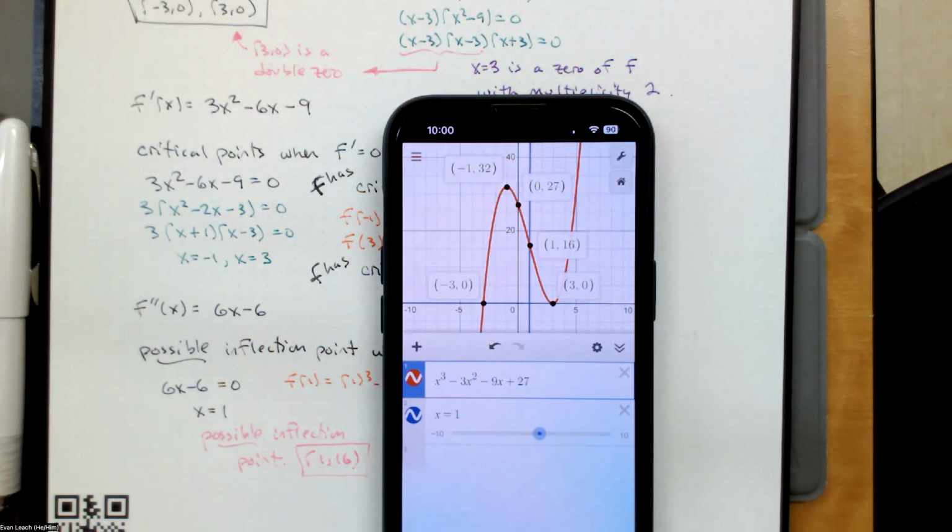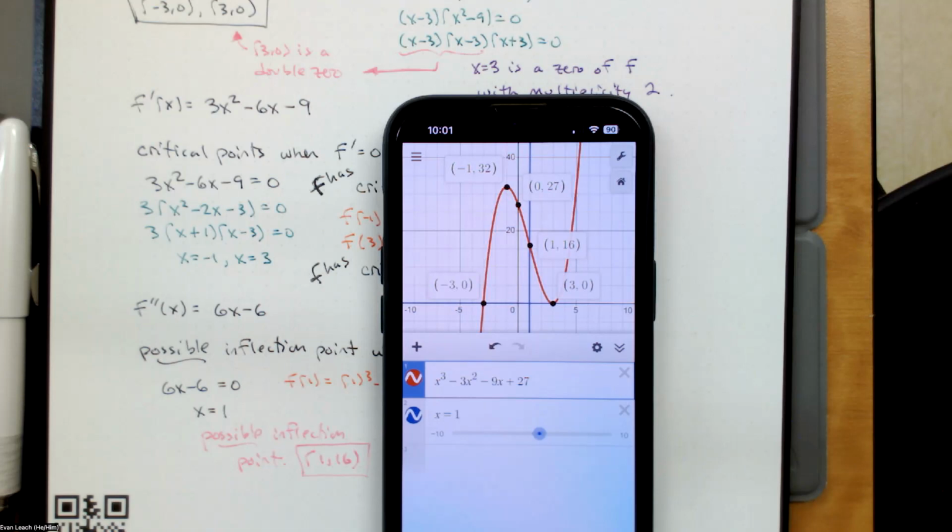Questions? As far as classifying all these things, determining whether we have a local minimum or a local maximum or neither at a given critical point, and also determining whether our inflection point is in fact an inflection point, we can do that because we know what the graph looks like. It looks like we have a local maximum at (-1, 32) and a local minimum at (3, 0). Also based on the graph, it's an inflection point at (1, 16), because we can see clearly that the function is concave down before 1 and then concave up after 1.